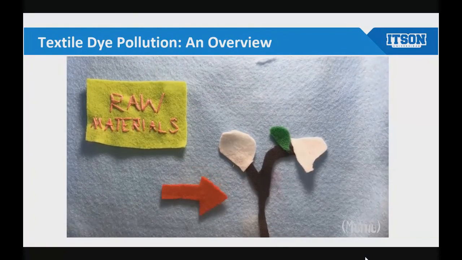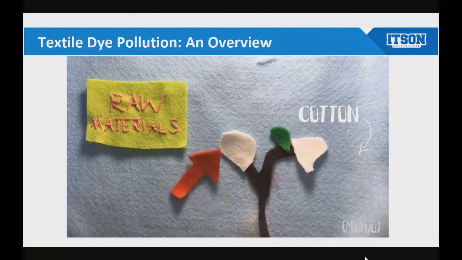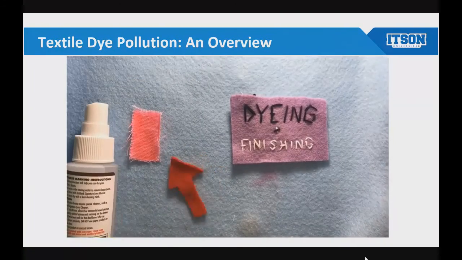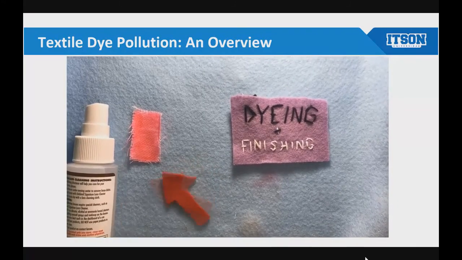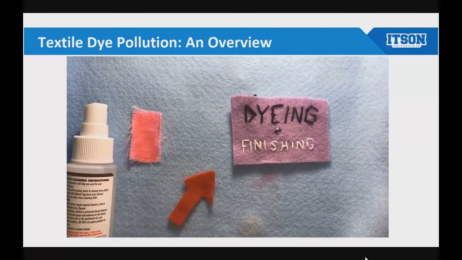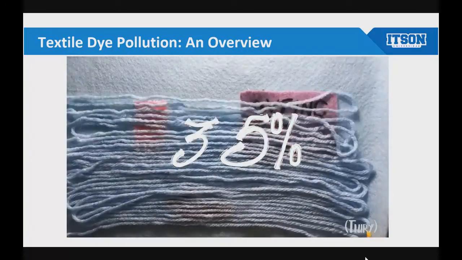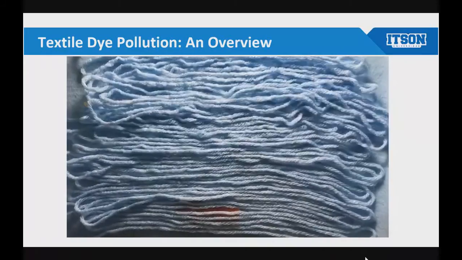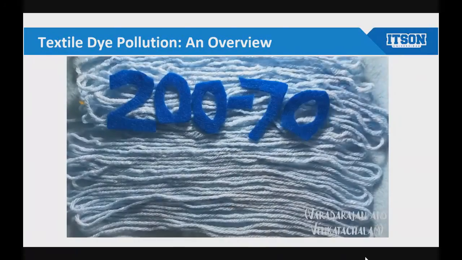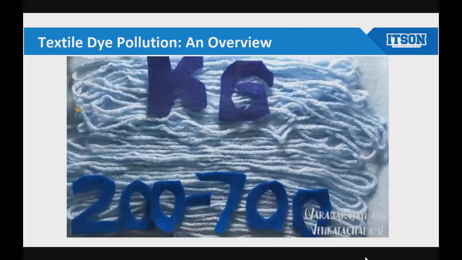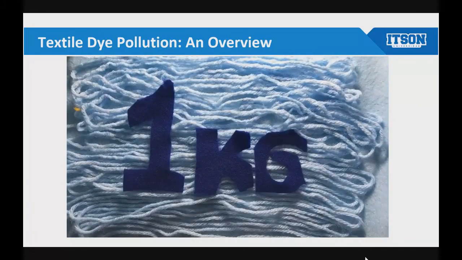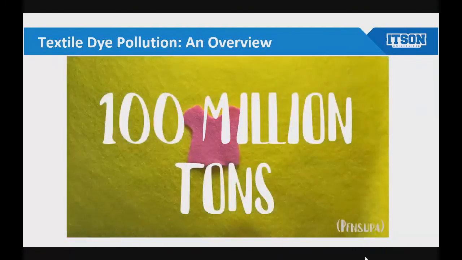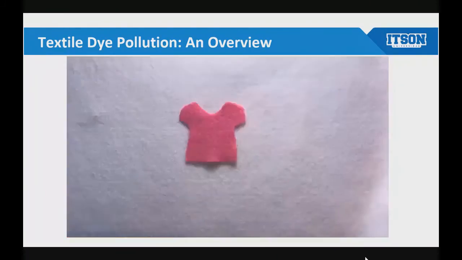For example, the agriculture of raw materials like cotton consumes an unsustainable amount of water and pesticides. But an even more alarming form of pollution comes from textile dyeing. The dyeing and finishing process directly accounts for 35% of all industrial chemicals released into the environment. Think about it this way. It's 200 to 700 liters of water to dye 1 kilogram of textiles. Now let's look at 2025, where the textile industry is predicted to produce 100 million tons in textile fibers. See the problem?